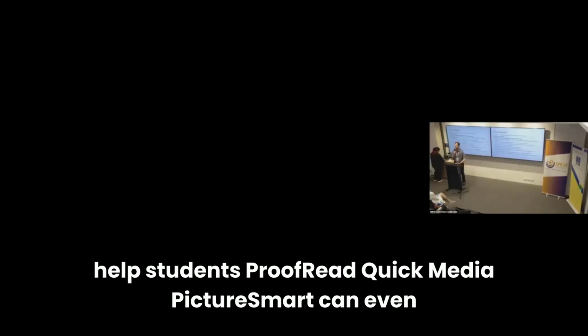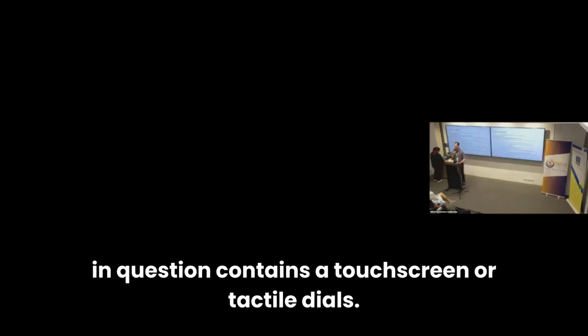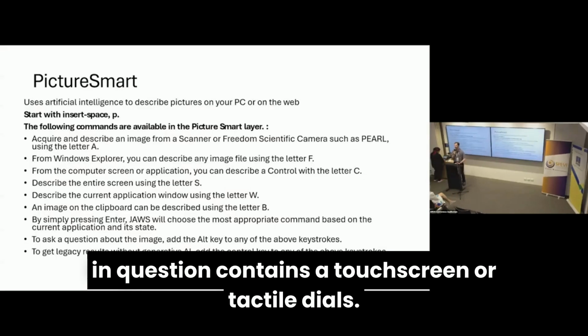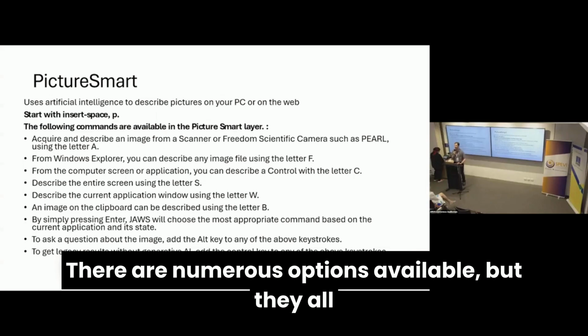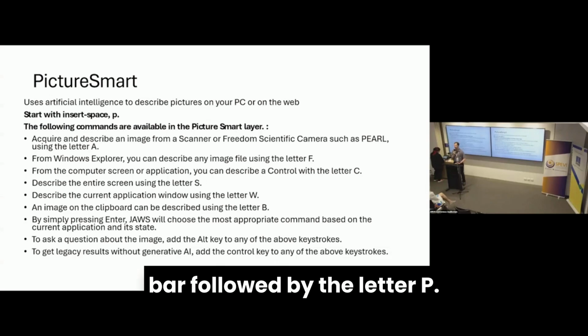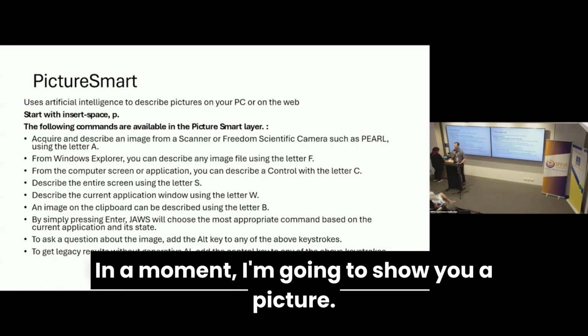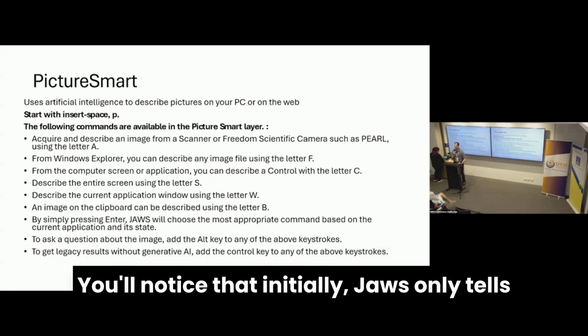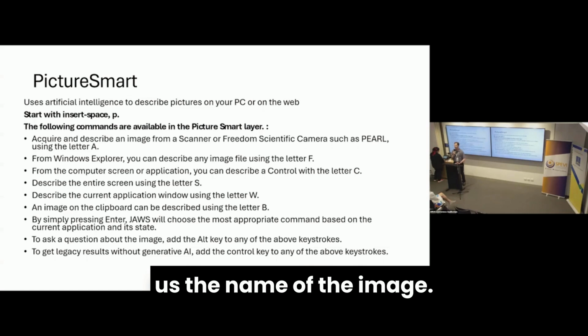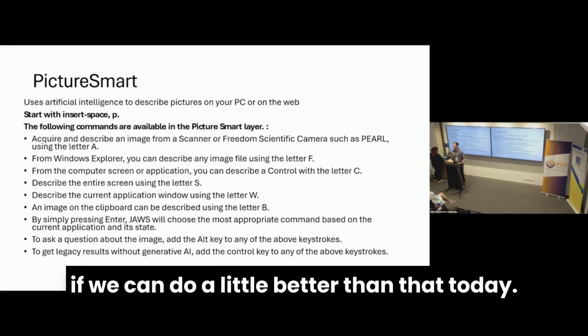PictureSmart can even assist blind people to independently shop for white goods by revealing whether or not the device in question contains a touchscreen or tactile dials. There are numerous options available, but they all begin with the keystroke JAWS key plus spacebar, followed by the letter P. In a moment, I'm going to show you a picture. You'll notice that initially, JAWS only tells us the name of the image. As blind people, we can use our imagination, but let's see if we can do a little better than that today. Next slide.